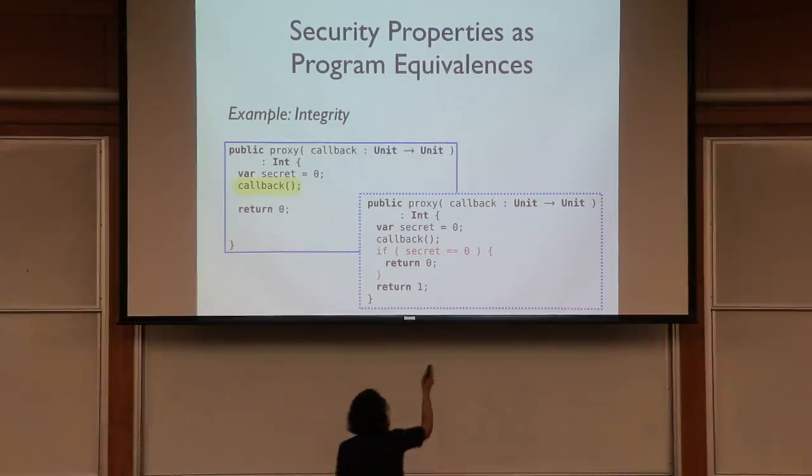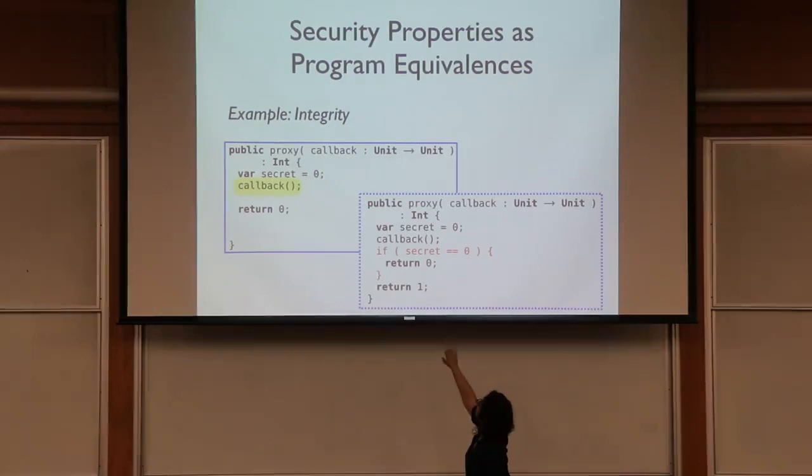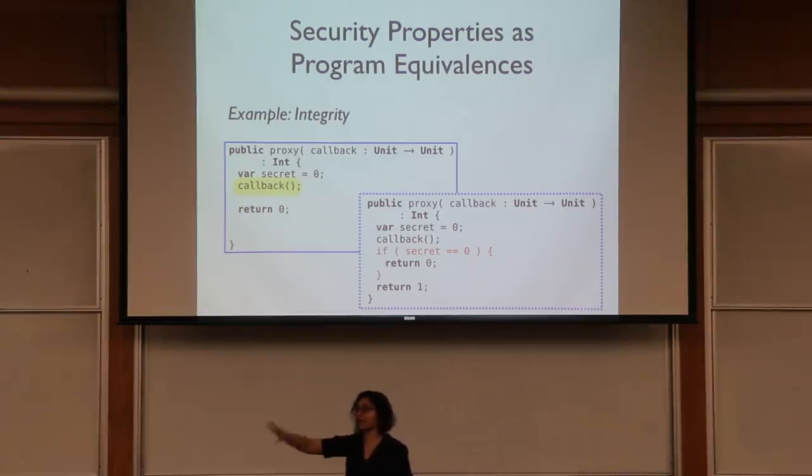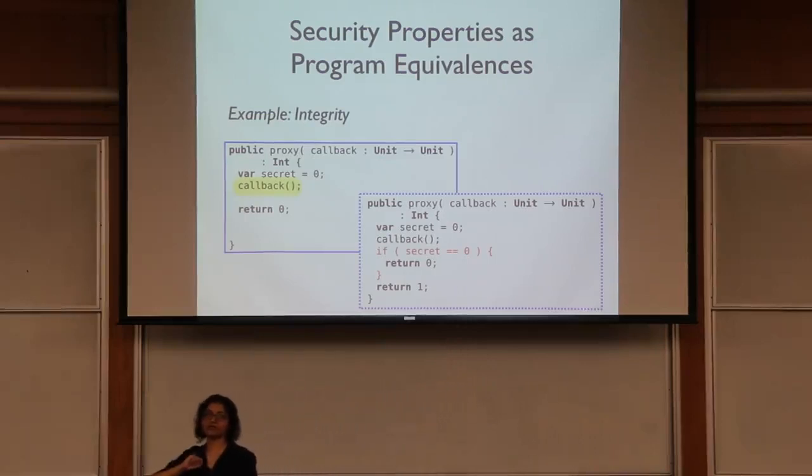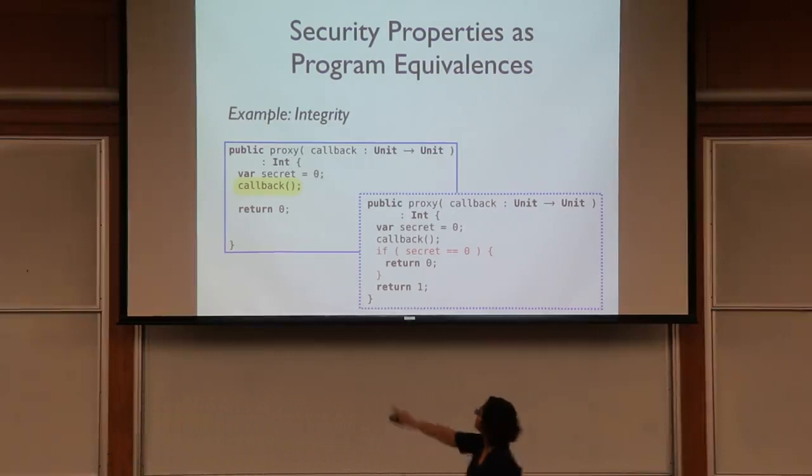And you can tell, it will be because if callback does not have access to secret, then secret will always be 0 and we will always return 0. That is just the path that we will take through the code. So these two pieces of code should be equivalent. So in order to preserve integrity, we need to preserve things like this. Of course, once you compile that original code down to the target language, what can happen?